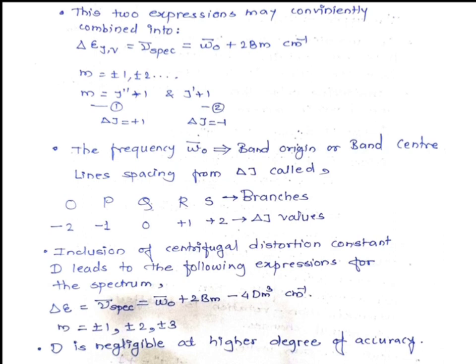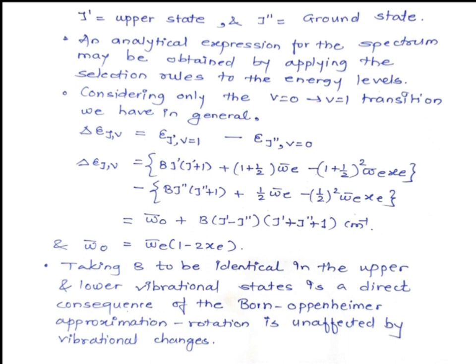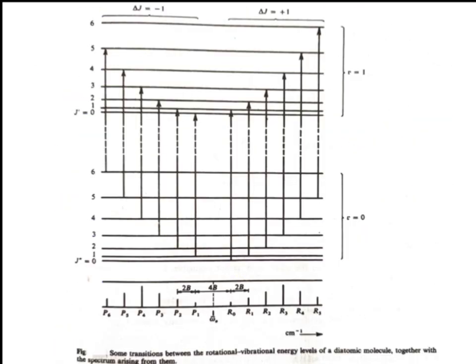And D is negligible at a higher degree of accuracy, so we can consider only capital B. B is the rotational constant and D is the centrifugal distortion constant, and that constant D can be neglected at a higher degree of accuracy. Here J prime represents the upper state, which we have seen. J double prime represents the ground state. When we calculate the change in energy between the excited state and the ground state, see here in this diagram, the excited state is J prime and the ground state is J double prime.